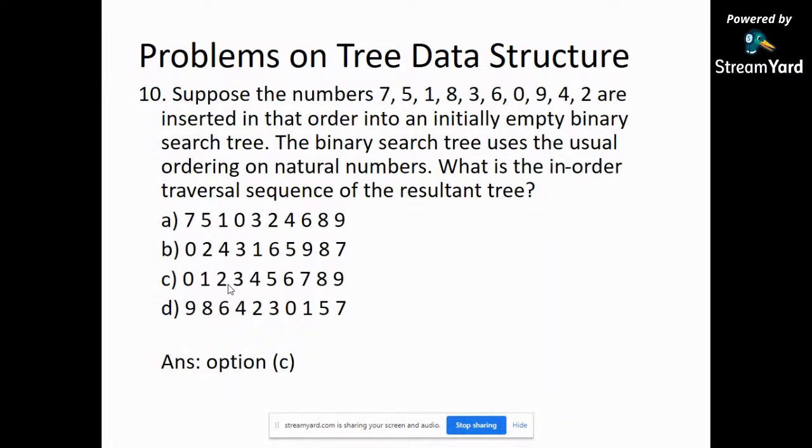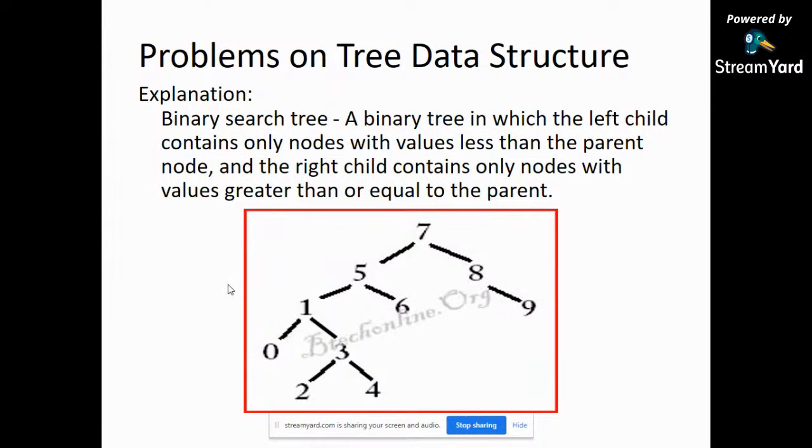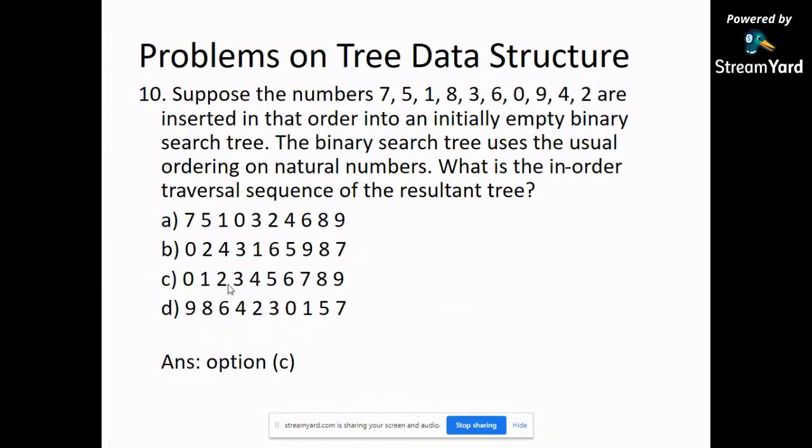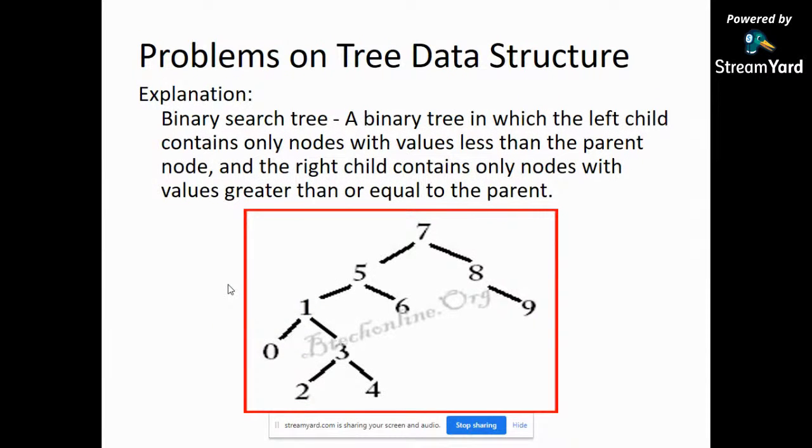Then 3. 3 will be there on right of 1. Then 6. 6 will be there on right of 5. Then 0. 0 will be there left of 1, and so on.